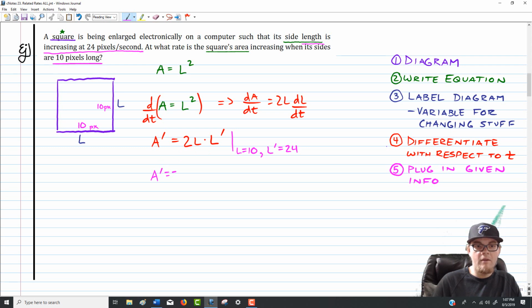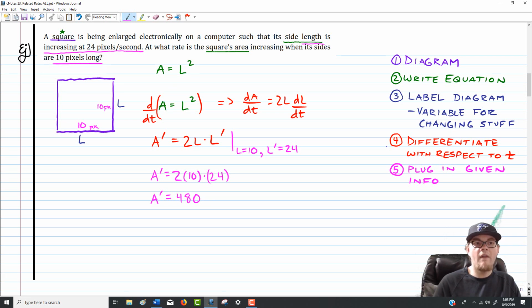We'll have A prime equals 2 times L, which we said was 10 pixels, times L prime, which we said was 24 pixels per second. And this, you'll notice, is now a complete equation. All that's left, seemingly, would be to evaluate it and figure out what A prime is equal to. So A prime in this case is 20 times 24, which is 480. And so there is our numerical answer. The area is changing at 480 somethings.